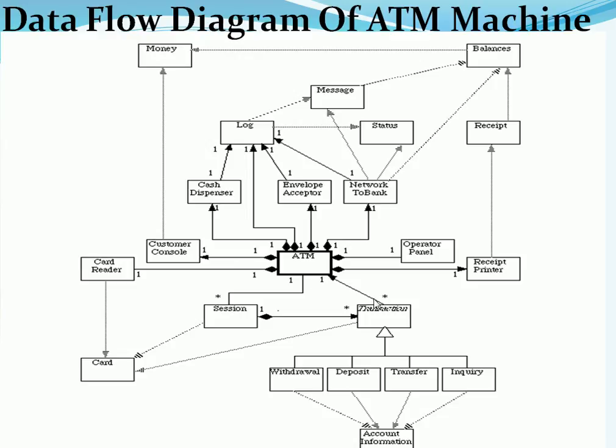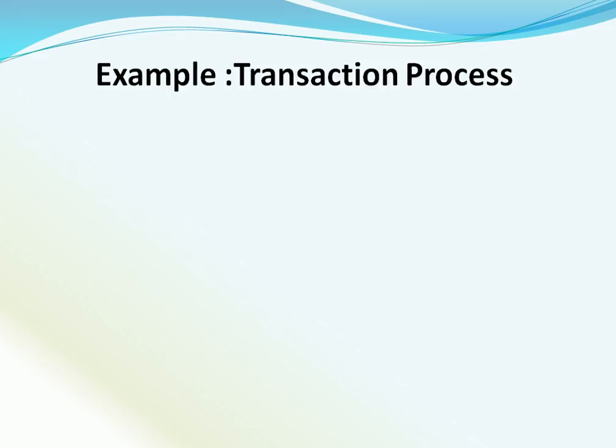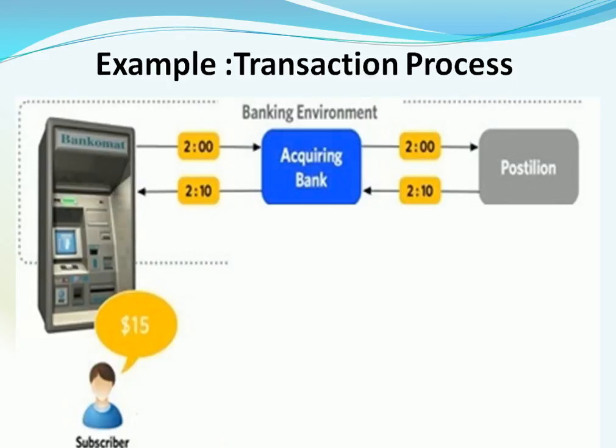Customer can do one of these 4 transactions: withdrawal transaction, deposit, transfer, and inquiry. After the transaction is selected and the process completed, finally the receipt will print using the balance, and finally the money dispenser will dispense money. This is a sample diagram which shows how the transaction is done.